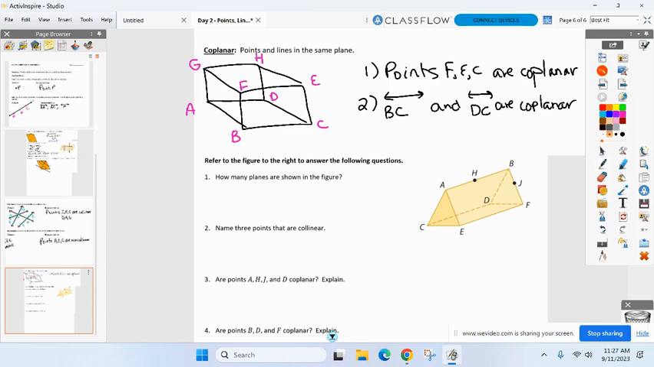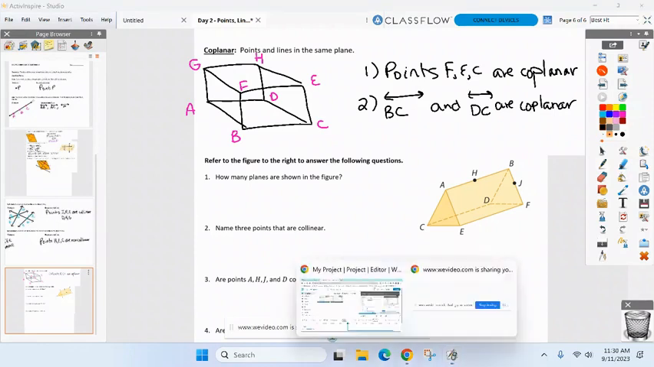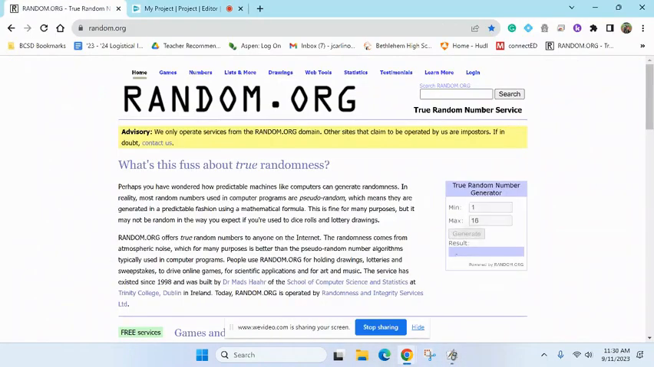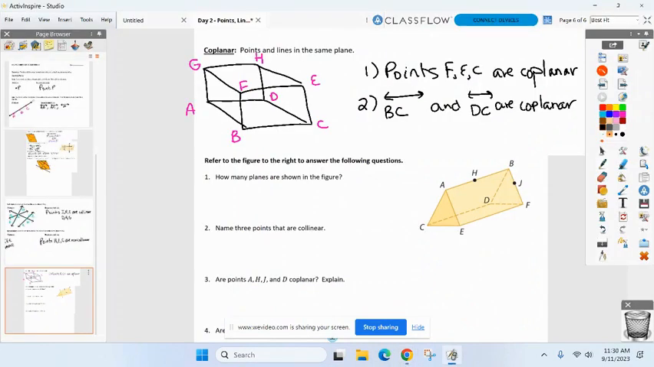All right, so we have 4 questions here in class, using the diagram to the right to see if we understand what collinear and coplanar mean. So on you guys, go ahead. I'll give you a few minutes, and then we'll go over it together. How many planes are in this figure? How many planes do I have here? Charlie, how many planes? 5 planes. Good start.